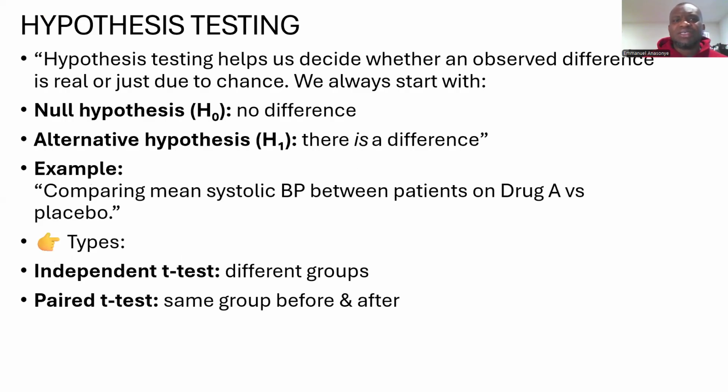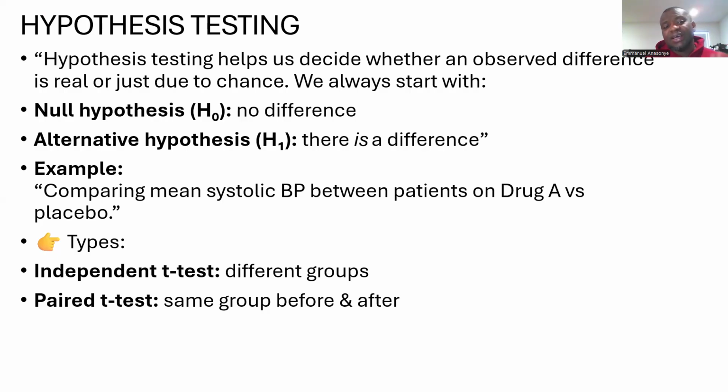So let's look at hypothesis testing. It helps us decide whether our observed difference is real or just due to chance. Let's start with the null hypothesis, which shows no difference. The alternative hypothesis shows that there is a difference. When you're comparing the mean systolic blood pressure between patients on drug A versus placebo, there are different types you can use: the independent t-test and the paired t-test. For that particular example, it's an independent t-test. This one tests different groups, just like the patients entail. And we have the paired t-test, which is the same group before and after.